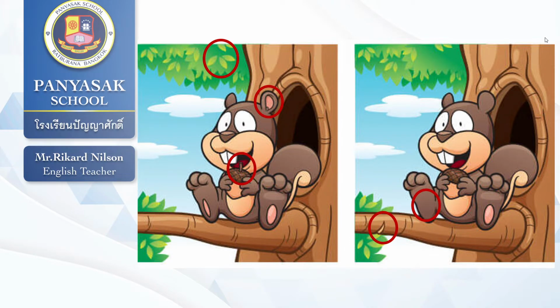The leaf on the tree, the ear on the squirrel, the acorn and the foot, and something missing on the branch. Branch, foot, acorn, ear, and the leaf on the tree. Those are the five things that were different yesterday. Let's start the lesson.